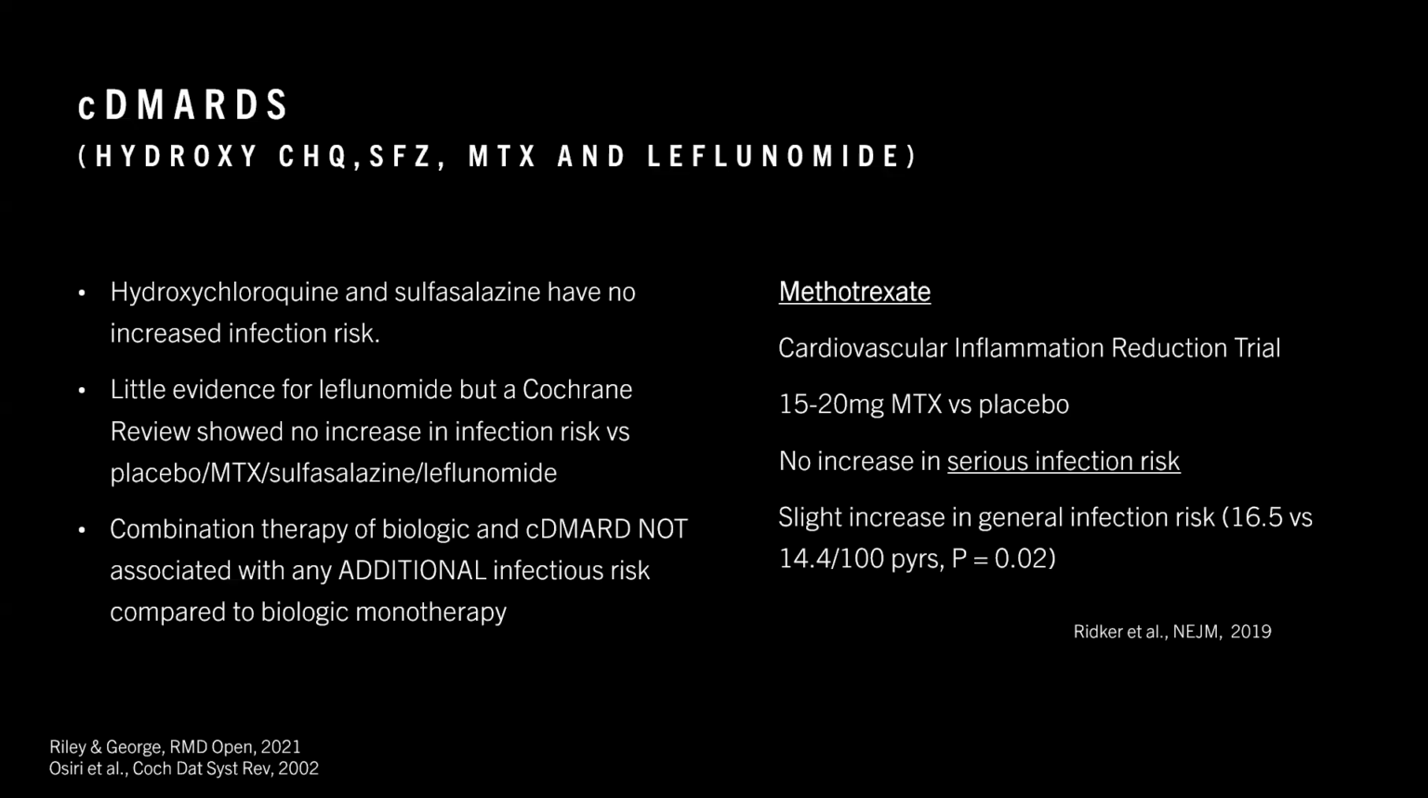Methotrexate is a little different, and also depends on the dose that you're using. This study was actually a cardiovascular trial where they were looking at using 15 to 20 milligrams of methotrexate versus placebo. They showed there's no increase in serious risk, but that there's a slight increase in general infection risk over the period of the trial. So this is quite a good example of the risk of methotrexate. Obviously, you can use it at very high doses when you're treating malignancies as opposed to treating autoimmune conditions.